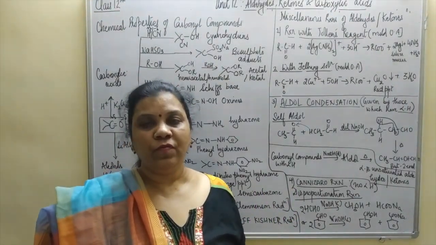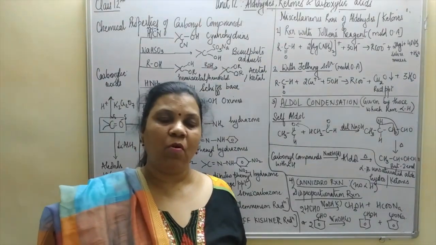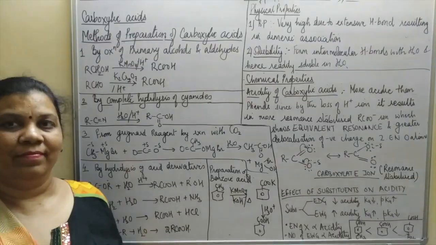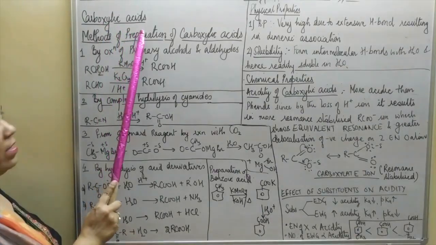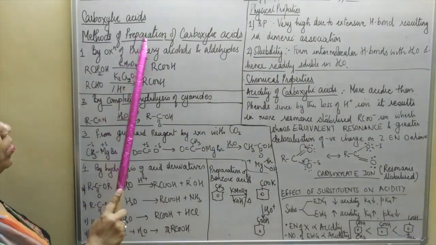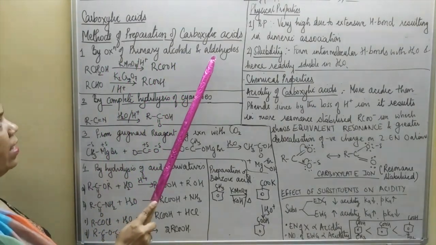Now we will move towards the next part, last part of the chapter, and that is carboxylic acids. Let us now discuss the last part of the chapter, that is carboxylic acids. Methods of preparation of carboxylic acid. By oxidation of primary alcohols and aldehydes.